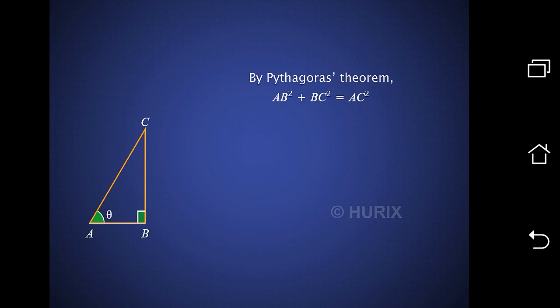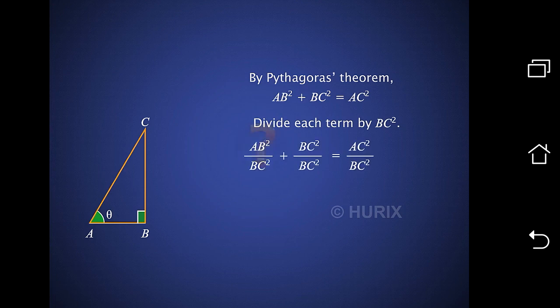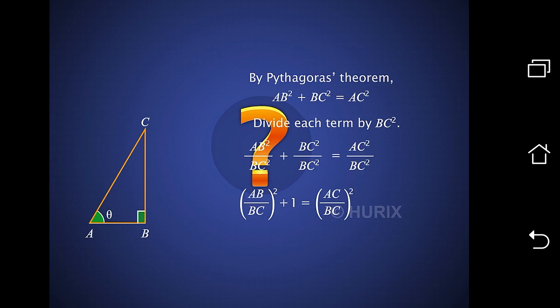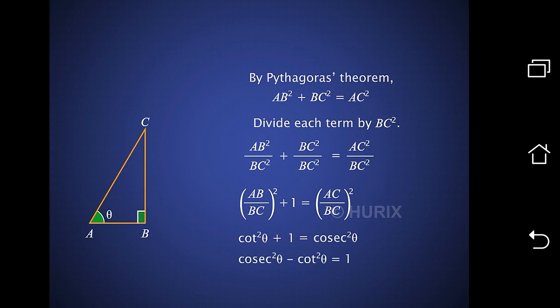Let's see if we can work out another identity using Pythagoras' theorem. Can you guess by what value we should divide? Yes, divide each term by BC squared. What can you say about AB over BC and AC over BC? From the triangle ABC, cot theta is equal to AB over BC and cosecant theta is equal to AC over BC. Thus, we get cot squared theta plus 1 is equal to cosecant squared theta. Therefore, cosecant squared theta minus cot squared theta is equal to 1.